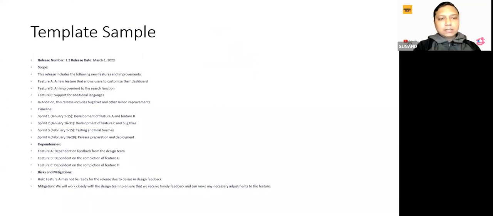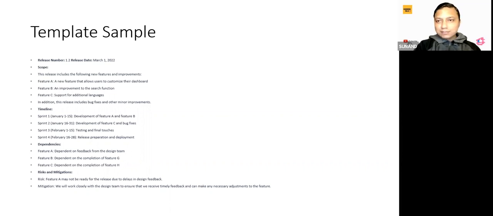They mentioned that for this particular release, the release number is there, the release date is there, and then you can see the features, feature ABC. What else is going to be in this particular release? In addition, this release includes bug fixes and other minor improvements. So three features and some bug fixes. Now they mention the timeline: sprint 1, January 1 to 15, sprint 2, January 16 to 31, sprint 3, February 1 to 15, sprint 4, February 16 to 28. So you can see the different timelines and what features are going to be developed during those sprints. These are the high level overview.